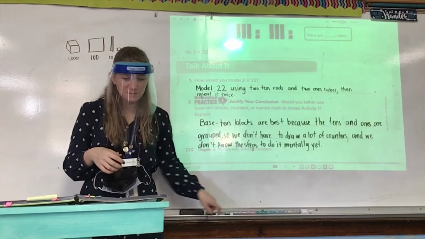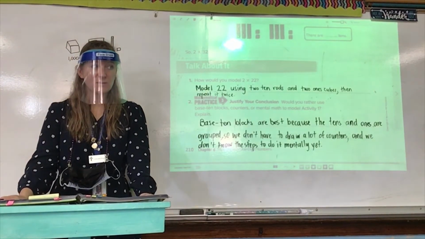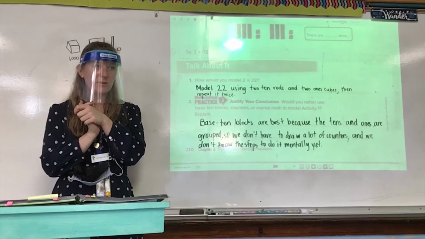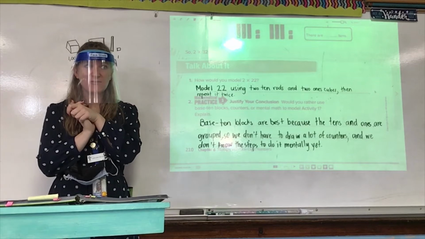Okay, so once you're done with that, go ahead and put your math book away. You can put your extra sheets of paper in your math book, kind of as a bookmark for right now. We will do the independent practice after music.